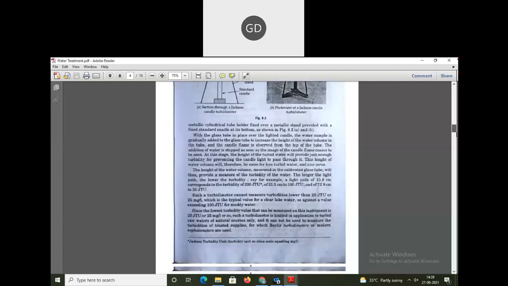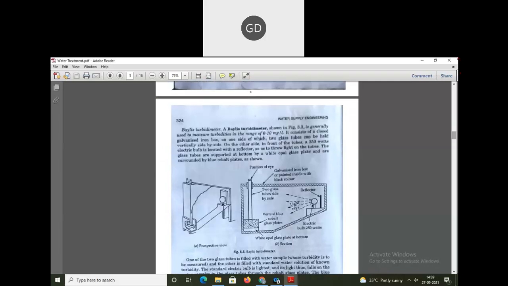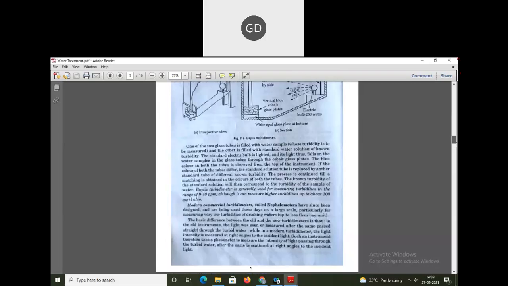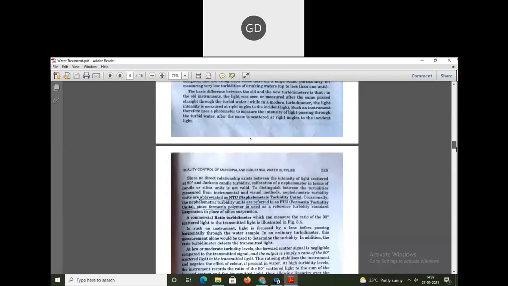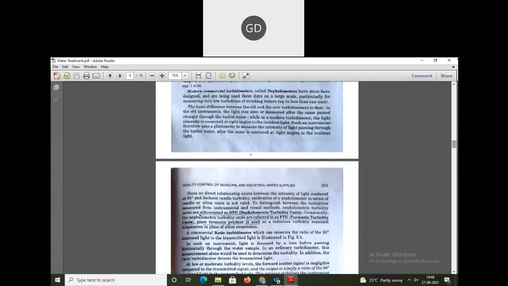Next is your Bailey's turbidimeter. Bailey's turbidimeter can measure turbidity in the range of 0 to 10 milligram per liter. If the turbidity in the water is between 0 to 10, you can measure the turbidity using a Bailey's turbidimeter. Then the third one is your nephelometer.